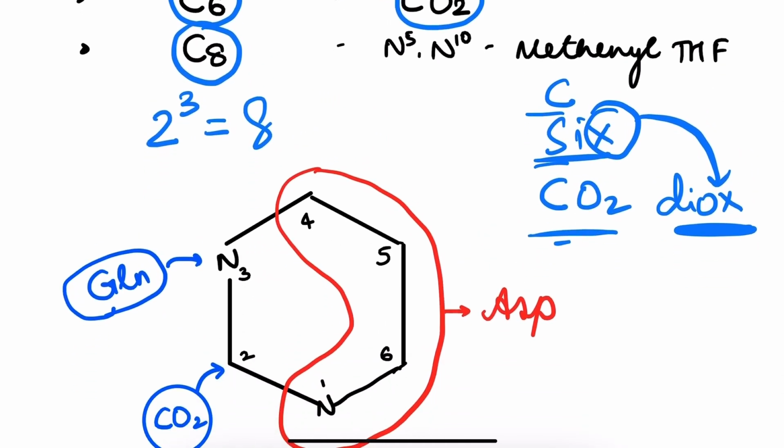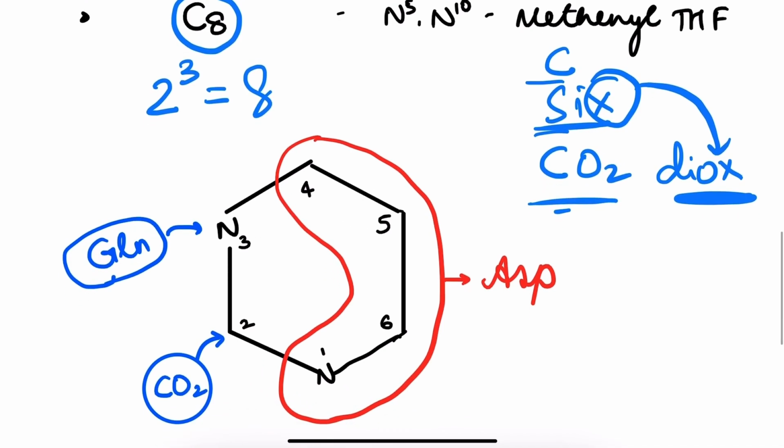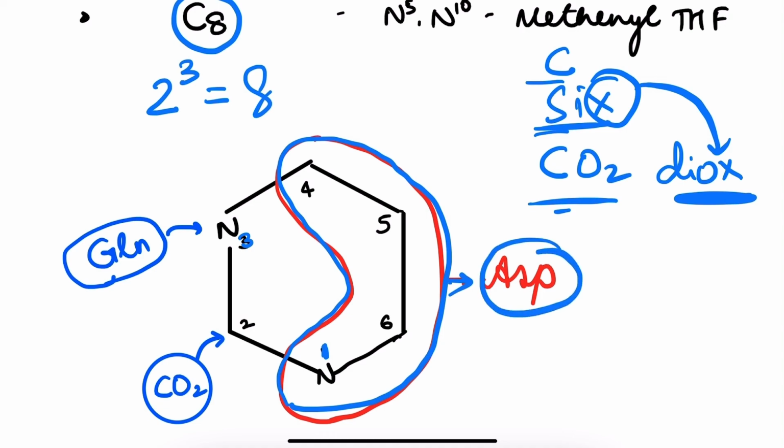Now let us come to the contributors of the base atoms of pyrimidine. Here you should remember that a pyrimidine has got only 6 atoms, and among them 1 and 3 are occupied by the nitrogen atoms. We already know that N1 is contributed by aspartate, just the same as purine. Along with that, just remember 1, 4, 5 and 6 all together are contributed by aspartate. And C2 is contributed by CO2. This is very simple, C2 by CO2.